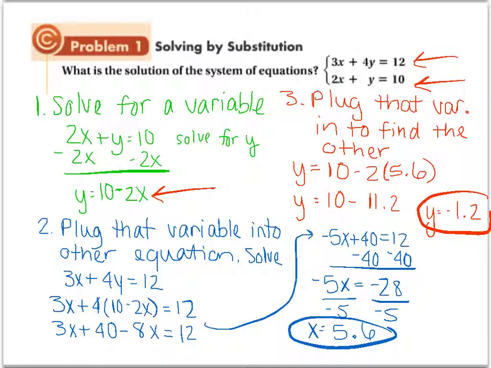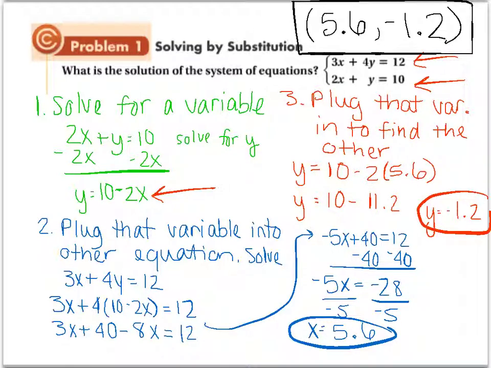Now you can also write your answers as an ordered pair. 5.6, negative 1.2. That is your answer to the system of equations. You with us, Chen?